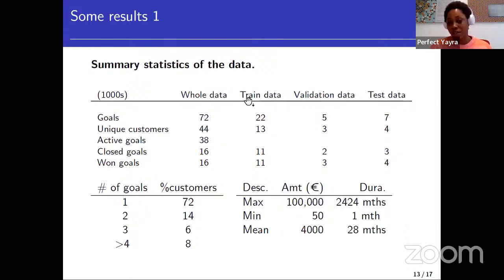We split this data into train, validation, and test data sets. Here we see that we have customers who have multiple goals: 14% of our customers have 2 goals, 6% have 3 goals, and 8% have more than 4 goals. So it is justifiable for us to use the generalized linear mixed model and not just a generalized linear model, because we indeed have some clusters in our data set.